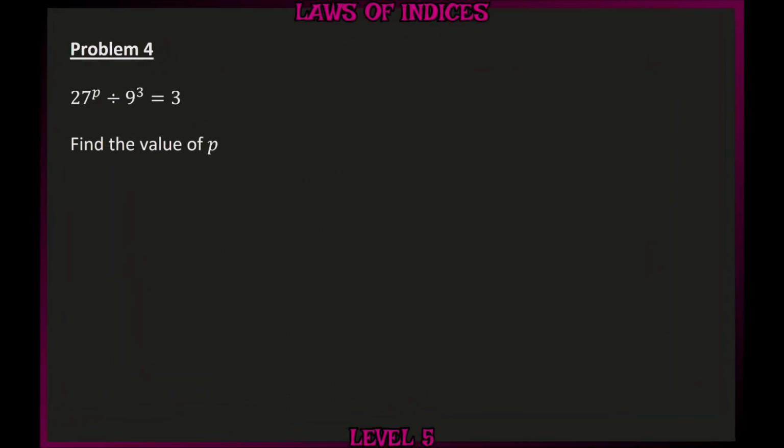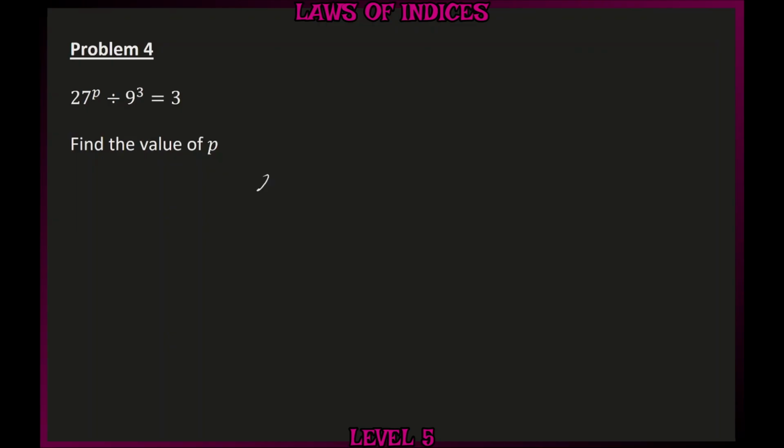In problem 4, we're told that 27 to the power of p divided by 9 to the power of 3 is equal to 3, and we need to find the value of p. Now once again, in equations like these, we'd like to write each value to the power of the same number. And we notice here that 27, 9 and 3 can all be written as powers of 3.